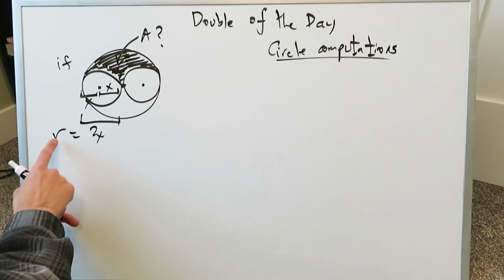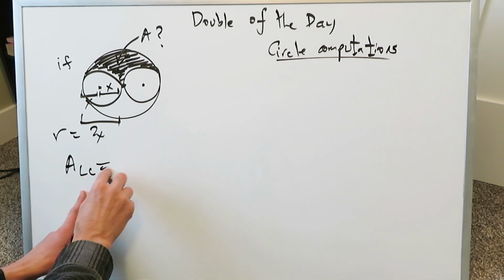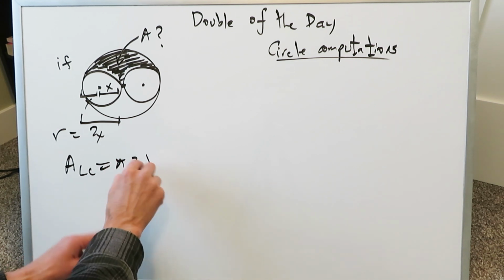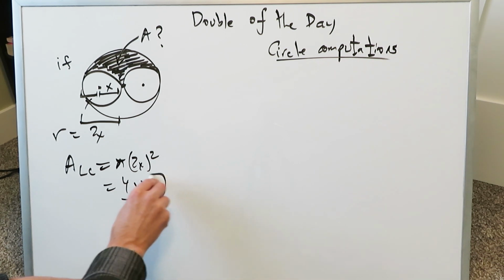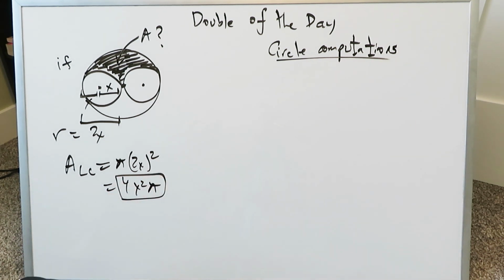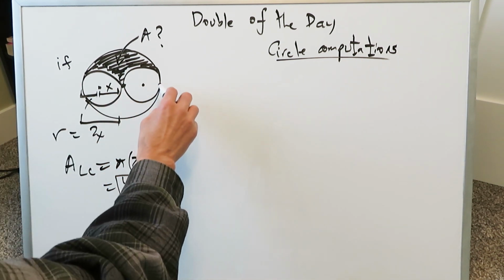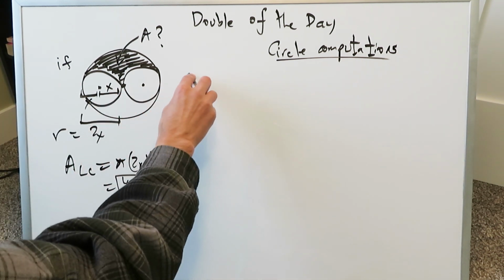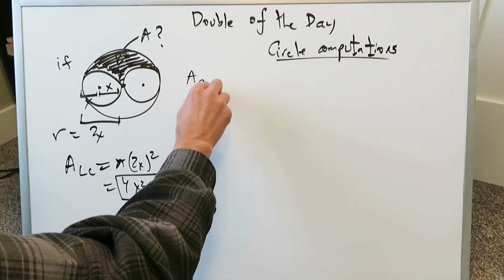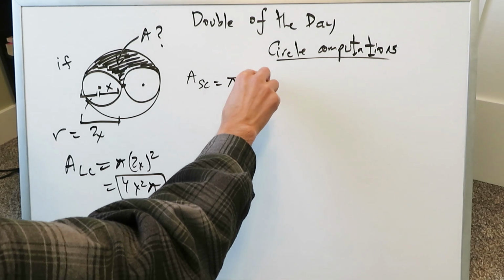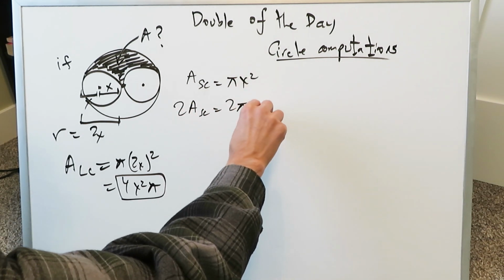If the large circle has a radius 2x, then the area of the large circle, LC, must be pi times 2x squared, which is 4x squared pi. That's the area of your large circle. Now let's take the area of each of the small circles. Each circle over here has a radius of x, therefore the area of the small circle must be pi x squared. But since there are two of these small circles, we have 2 pi x squared.